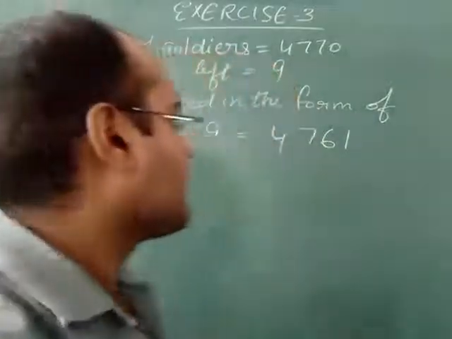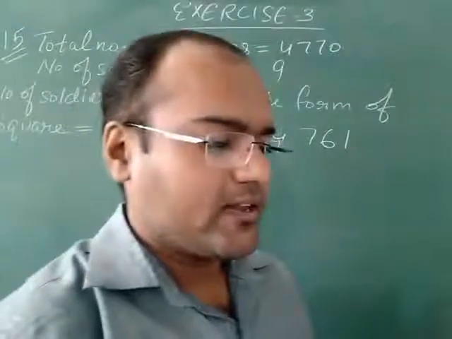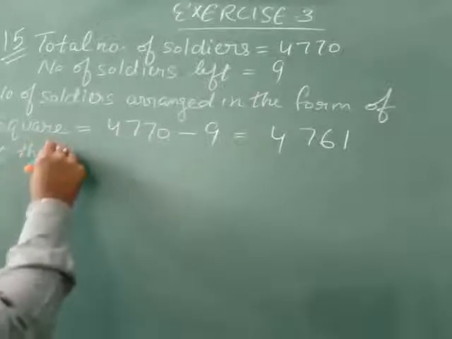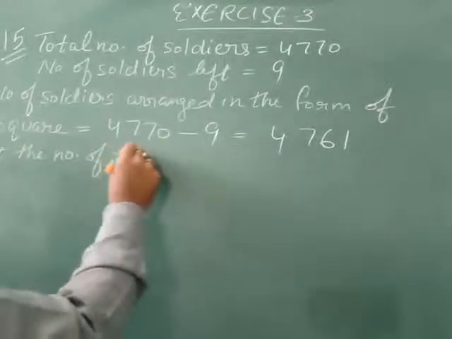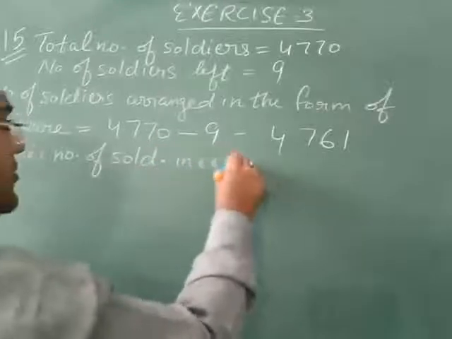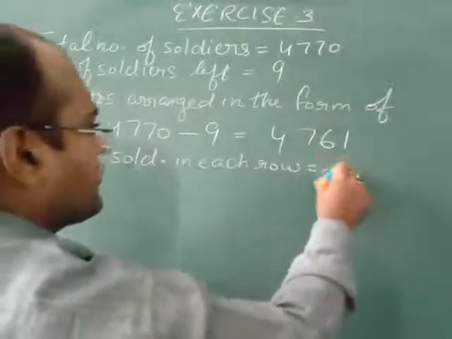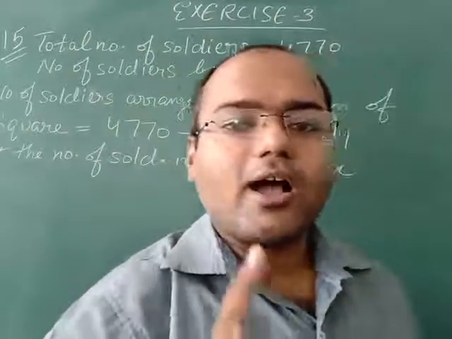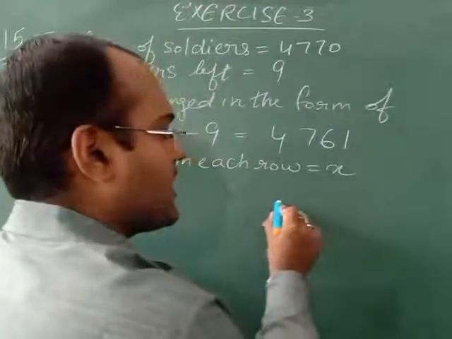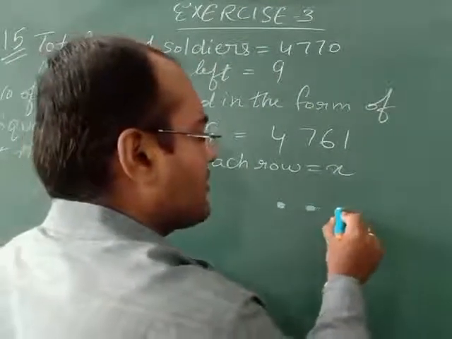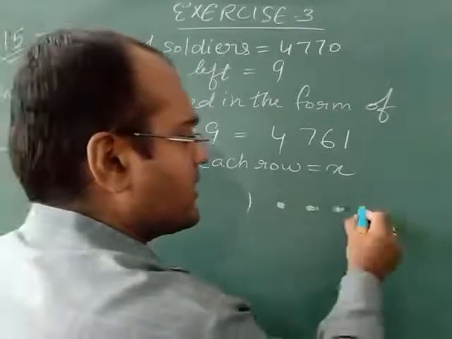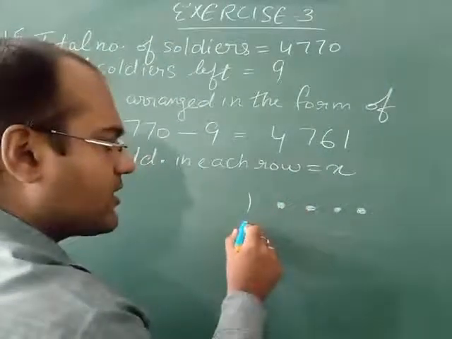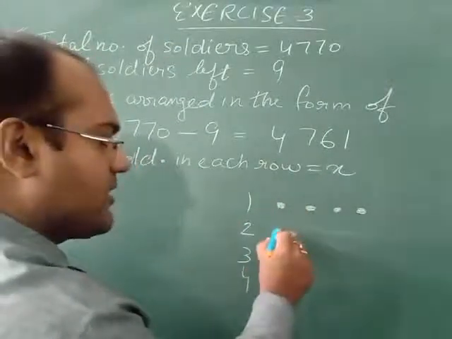Now what you have to do? In the question he asked to find the number of soldiers in each row. तो आपको assume करना है, let the number of soldiers in each row be x. मान लेते हैं एक लाइन में x सोल्जर हैं. अगर आपको स्क्वायर अरेंजमेंट बनाना है, सपोज एक लाइन में आपने 4 सोल्जर्स ले लिए, तो आपको लाइन भी 4 लेनी पड़ेंगी.